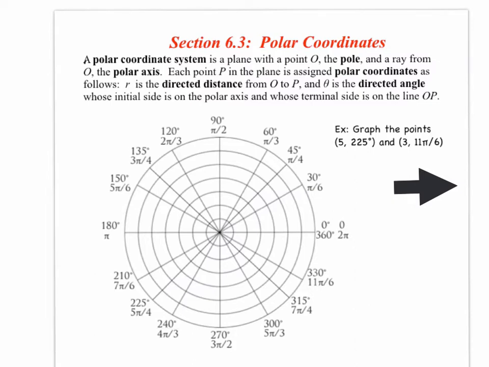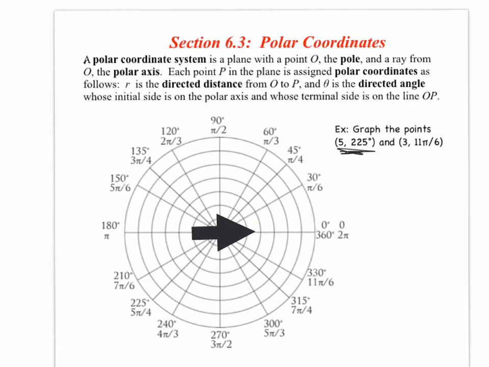The r is the distance from that center toward our point P. And theta is the angle that you are rotating around and then heading the direction of. And so let's look at a couple examples. If we were going to graph these points over here, if I was going to graph the point (5, 225), here's how I would actually recommend thinking of it.